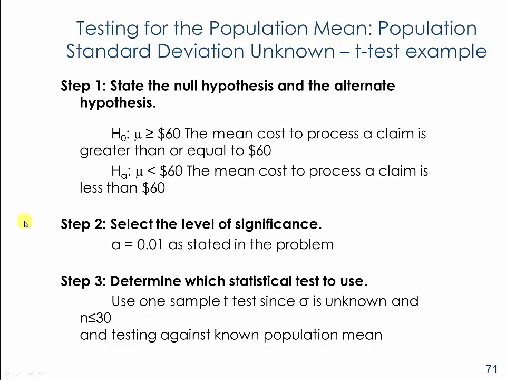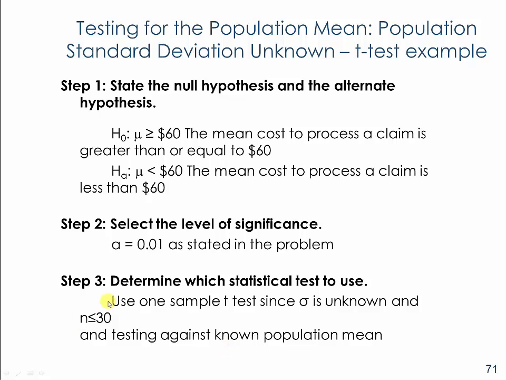Step 2 is we select the level of significance using all of our expertise, which in this case was provided for us in the scenario. We're looking at the level of risk of a type 1 error, in other words, the probability of rejecting the null hypothesis when in fact it is true. That's the level of risk that we're willing to accept, 0.01.